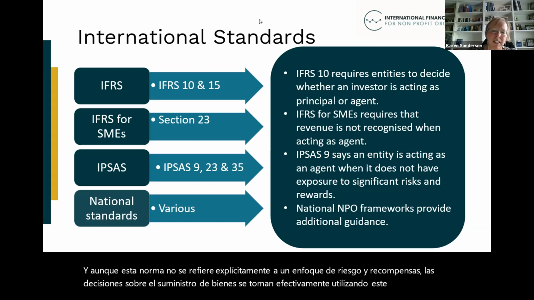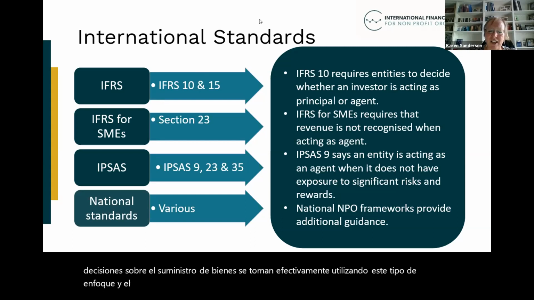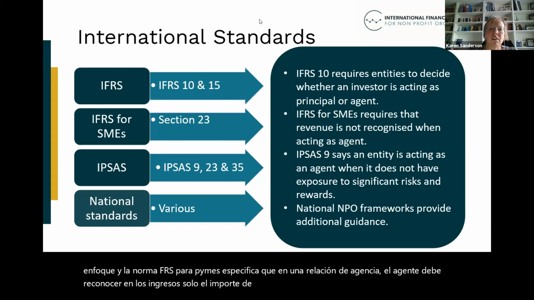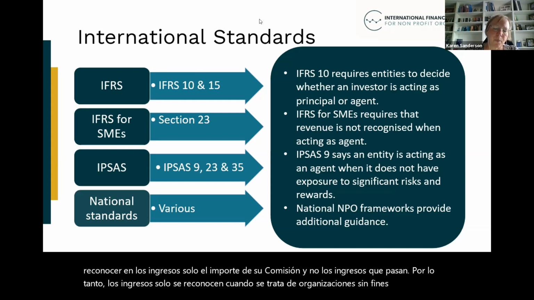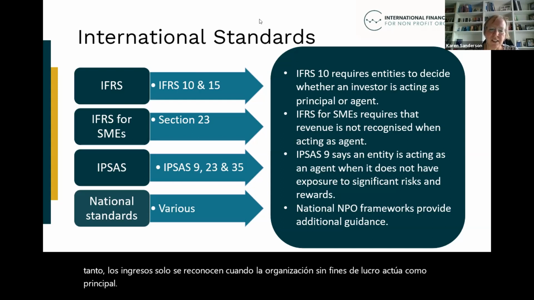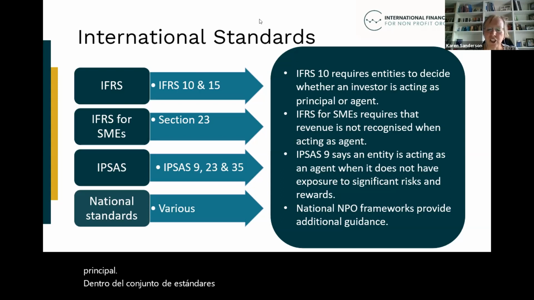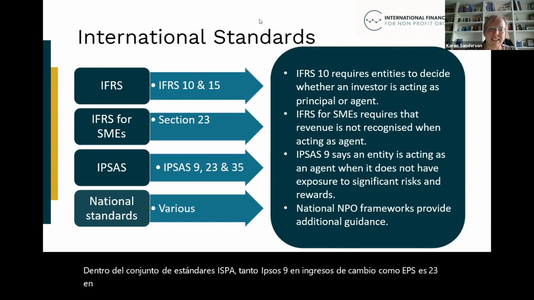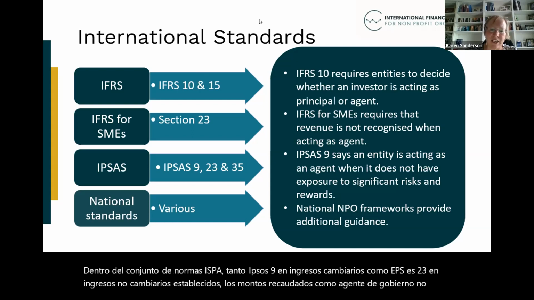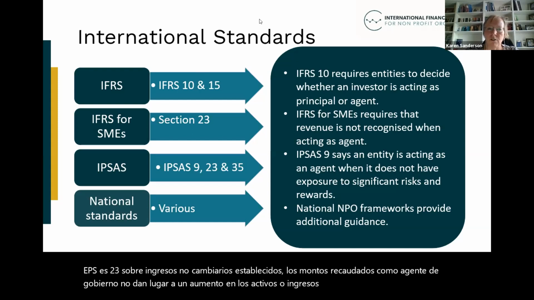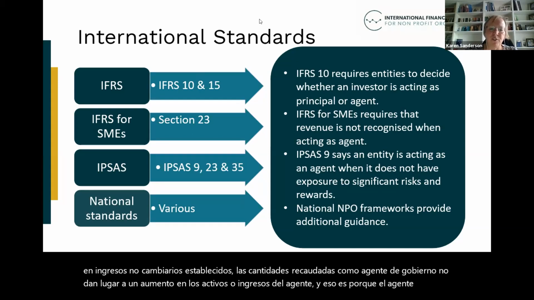And the IFRS for SMEs standard specifies that in an agency relationship, the agent must recognise in revenue only the amount of its commission and not the revenue passing through. So revenue is only recognised where a non-profit organisation is acting as principal. Within the IPSAS suite of standards, both IPSAS 9 on exchange revenue and IPSAS 23 on non-exchange revenue establish that amounts collected as an agent of government do not give rise to an increase in assets or revenue of the agent. And that's because the agent can't control the assets that it's collected for its own benefit.